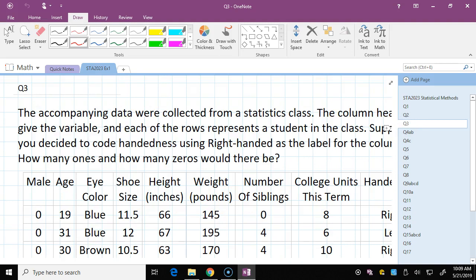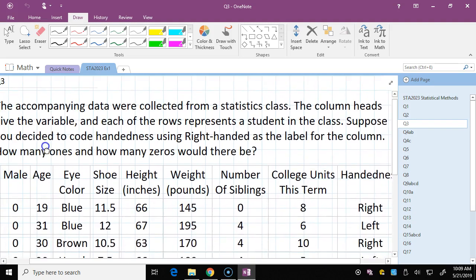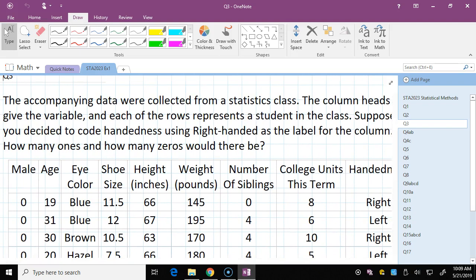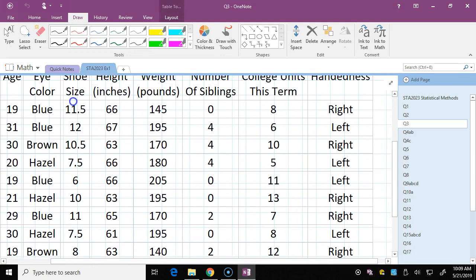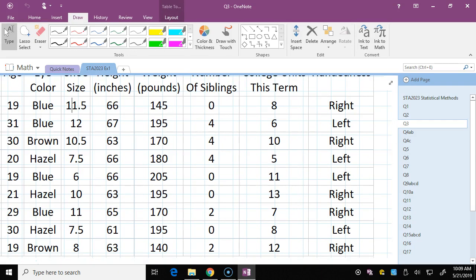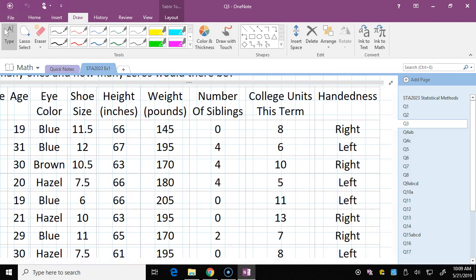All right. So question 3, the accompanying data were collected from a statistics class. The column heads give the variable, and each row represents a student class. Suppose you decide to code handedness using right-handed as a label for the column. How many 1s and how many 0s would you have? All right. So we are coding handedness. This column that's right over here all the way on the right side.